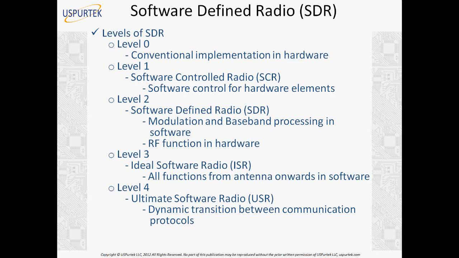Your front-end RF functions closer to the antenna are still in hardware. Then the next level of progression is the ideal software radio, ISR. That means everything from antenna onwards is in software. Ultimate software radio, where you have dynamic transition between communication protocols. So let's see some of the illustrations here.